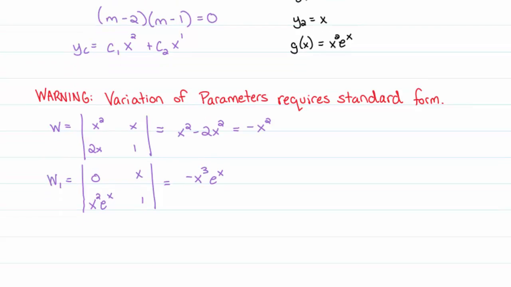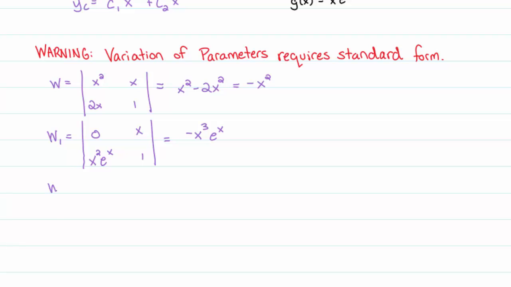And finally, the second Wronskian. Again, for the second Wronskian, you copy the first row, x squared and 2x, but the second row will be that 0 and that g of x. And here we go. We just take the determinant here. X to the fourth e to the x.